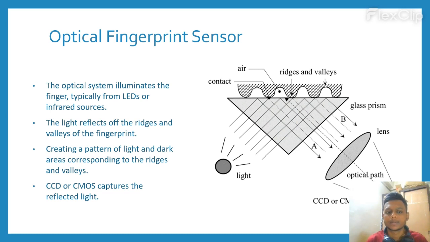Basically it creates a light and dark pattern corresponding to the ridges and the valleys. It happens because there is some gap between the surface of the prism and the valleys, due to which the intensity of light reflected back from this region is different from the intensity of light reflected from the ridges. Further, the image sensor converts the light intensity into electrical signals, which are then digitized and further processed using a signal processing unit or a microprocessor.